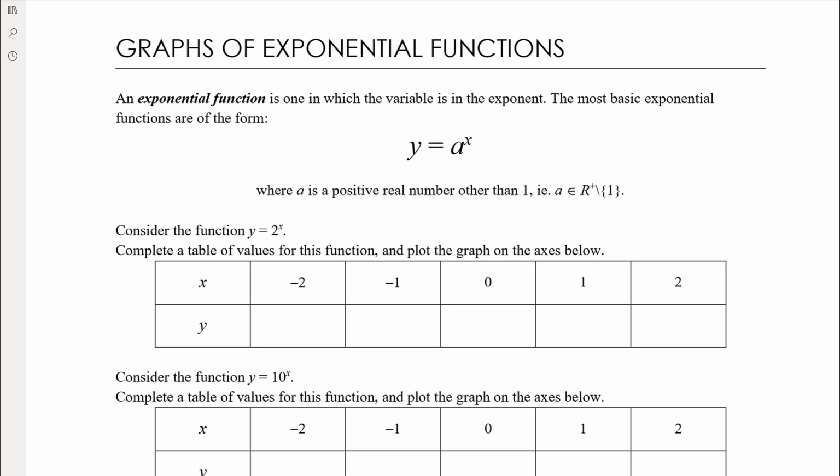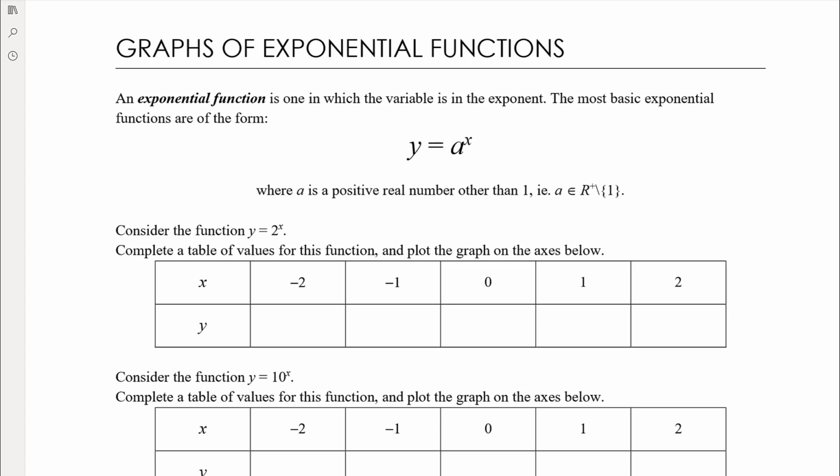Okay, so in this video we want to have a look at the graphs of exponential functions. An exponential function is one in which the variable is in the exponent. We've seen functions of this kind of form before: y equals x squared, y equals x cubed, y equals x to the power of 4.